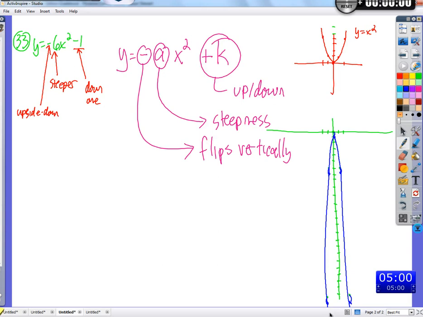The steeper it is, probably the harder it is to graph. We get right through those points. We made it steeper. It's opening down now instead of opening up, and we moved it down 1. We shifted all of those points down 1. Every one of those points.